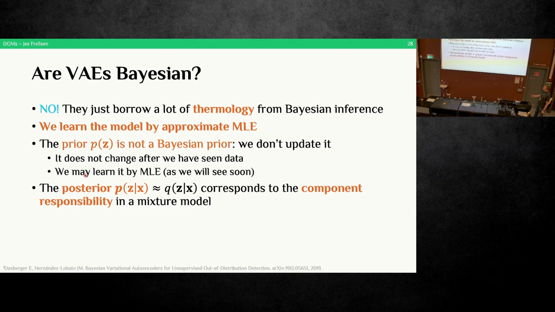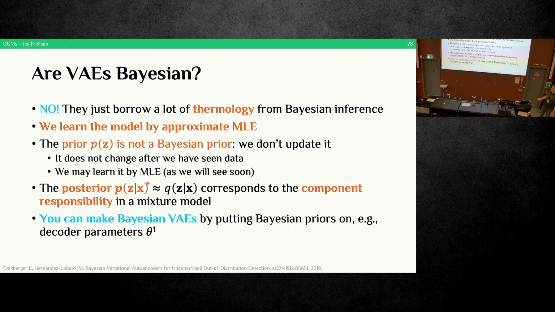Also, if you look at this posterior distribution, P of Z given X, again, it's not Bayesian in the sense that we update our distribution. This is for a single data point. The way you can think about this posterior is just like the component responsibility in a mixture model. If I use a mixture model for classification, I take a data point and then I say which of the mixture classes this point is most likely to come from. This posterior also tells me which part of the latent space is most likely used to generate this data point. We can make Bayesian VAEs, and people have done that.